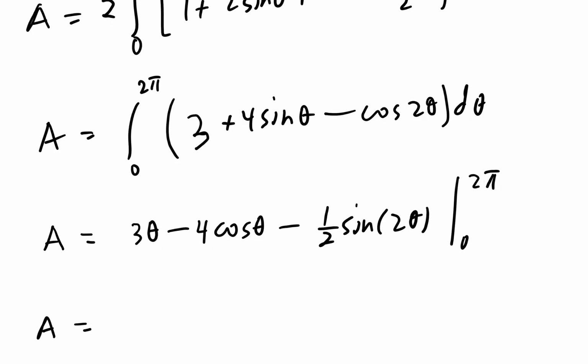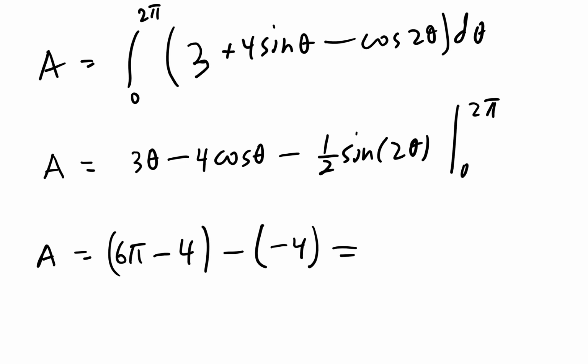Then we substitute the 2 pi, that becomes 6 pi minus 4 cosine 2 pi. Cosine 2 pi is 1, minus 1/2 sine 4 pi, which is 0, minus, for the 0, that's a 0, minus 4 cosine 0, which is 1. So the answer becomes 6 pi.